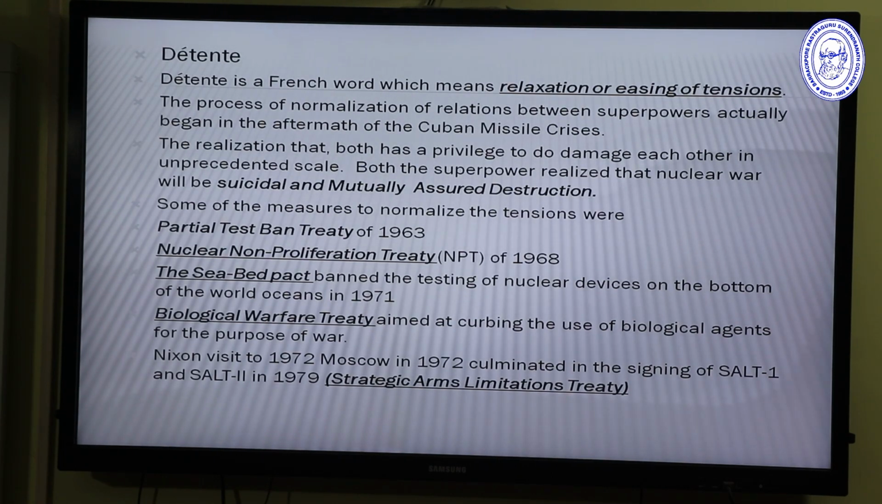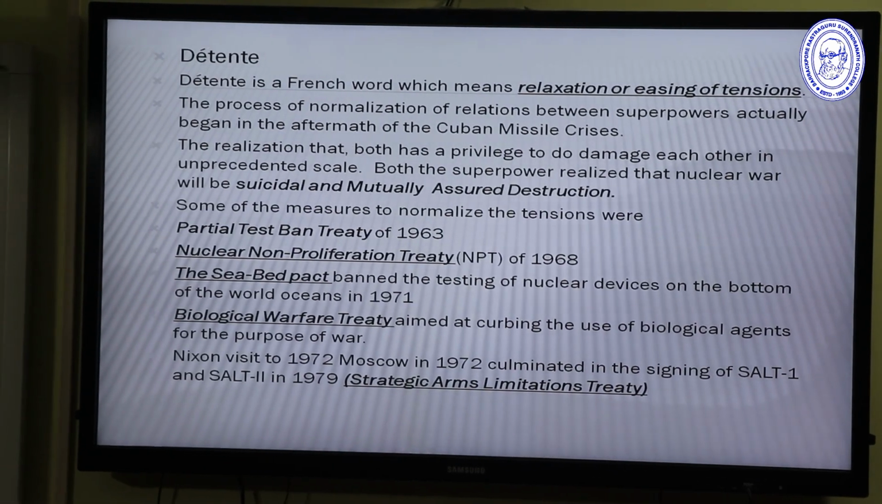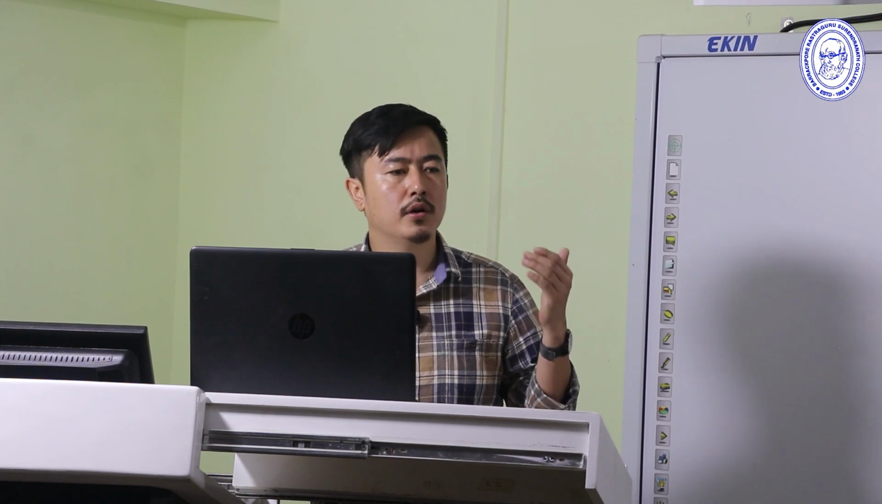After that, a series of bans on several kinds of weapons were initiated. Number one is the Partial Test Ban Treaty of 1963, quite important. Then the Nuclear Non-Proliferation Treaty, NPT, of 1968 is also a very important landmark. The Seabed Pact banned the testing of nuclear devices on the bottom of the world's oceans in 1971. That means nuclear devices cannot be tested on any seabed. Then the Biological Warfare Treaty aimed at curbing the use of biological agents for the purpose of war. That means biological weapons will not be used by any of the powers. It has to be banned, so that was also signed.